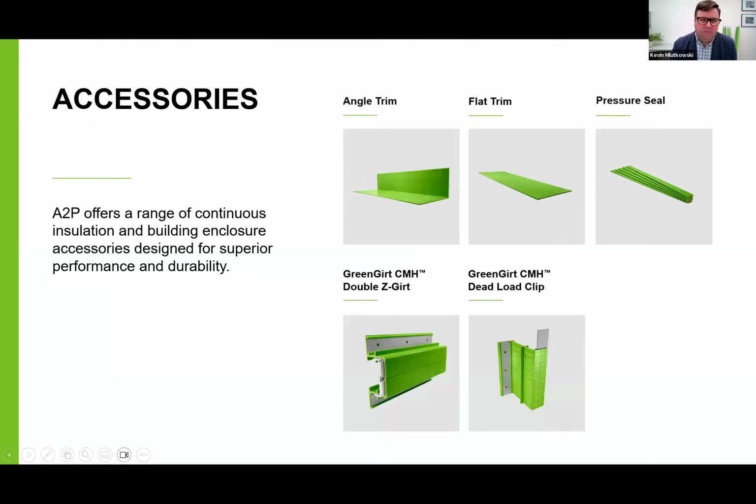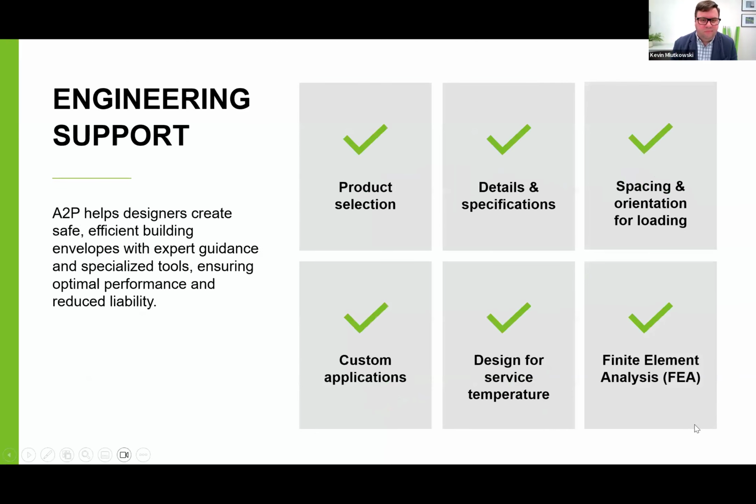And like Jose was mentioning earlier when talking about the systems approach, one of the things that we're most proud of at Advanced Architectural Products is we're not just selling a product. We have a whole family of accessories, a whole family of systems that are engineered to work together. So you can buy everything you need from your continuous insulation or cladding attachment from us in a way that everything is engineered to work together. You can see some samples of the accessories that we have available here, many more on our website as well.